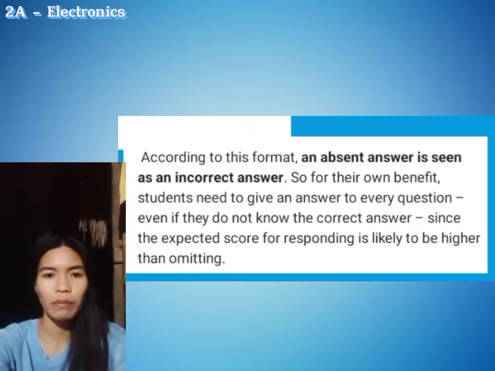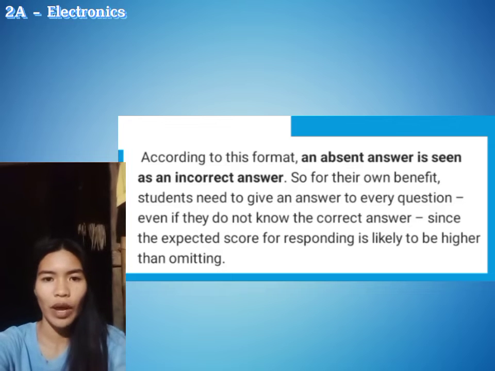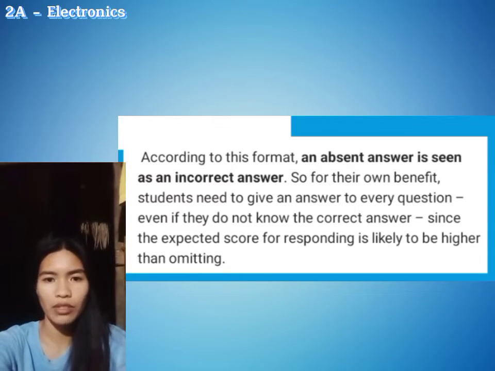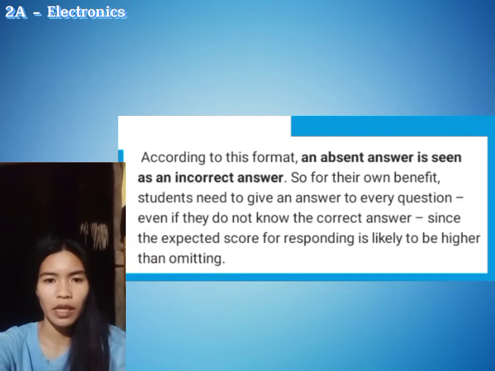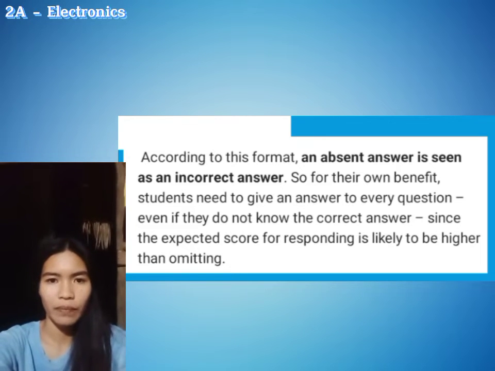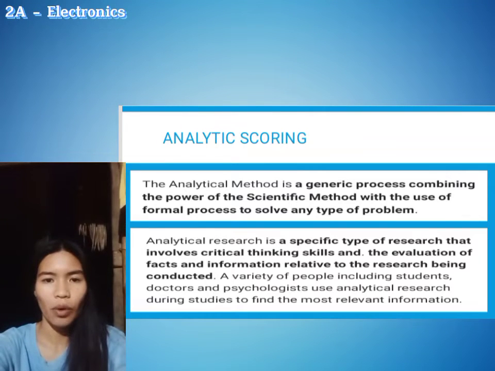According to this format, an absent answer is seen as an incorrect answer. So for their own benefit, students need to give an answer to every question even if they do not know the correct answer, since the expected score for responding is likely to be higher than omitting. This is used in scoring essay and writing composition where a rubric is being presented to serve as a parameter in giving points.